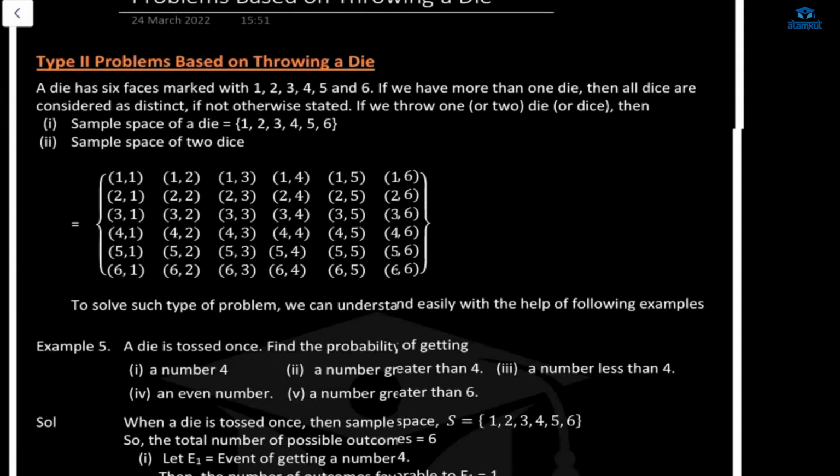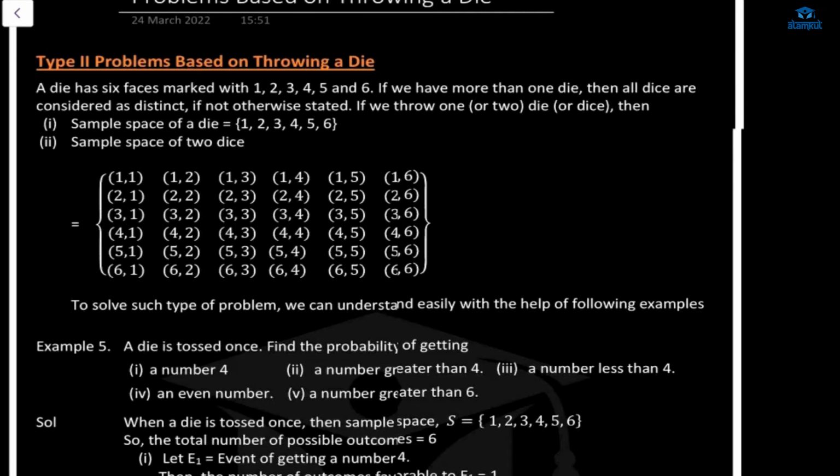Now, the second type is problems based on throwing a dice. When you're throwing a dice, a dice has 6 faces. Now, what are the 6 faces? They represent 1, 2, 3, 4. There are 6 numbers on these 6 faces. So when you are throwing a dice, in the sample space you will be having 6 possible outcomes, that is 1, 2, 3, 4, 5, 6. Okay. So this is the sample space of a single die.